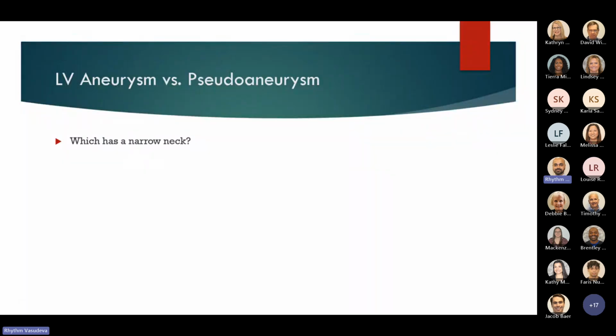So just a random spot question. Which one has a narrow neck? The pseudoaneurysm. And typically the ratio of entry is 50%. If your entry point into the aneurysm is less than 50% of the maximum cavity diameter, then you're more likely to call it a pseudoaneurysm. But these are suggestions, not hard and fast rules, because with remodeling of the heart, some aneurysms can start looking close to pseudoaneurysms. I think Dr. Beaver did show one of them last time.